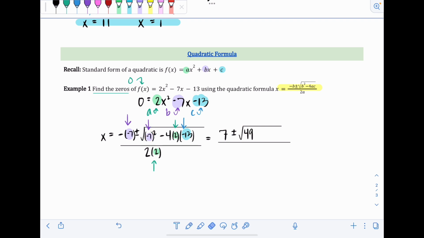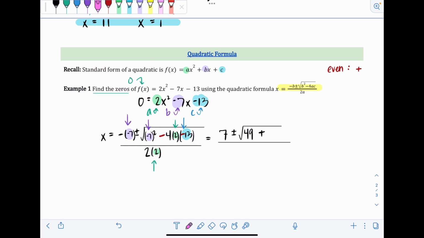And then the next part of the problem is where the most mistakes are made. So what I would recommend is I would count your negatives. So we have 1 for the minus 4 times 2 times negative 13 part. You have 1, 2 negatives. If you have an even amount of negatives, you will have a positive product. So I'm going to put a plus right here.